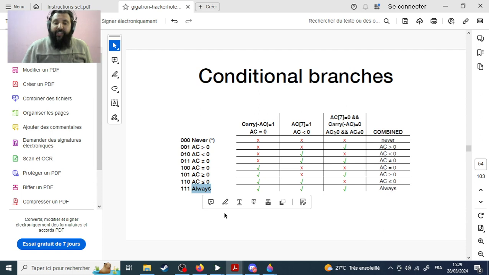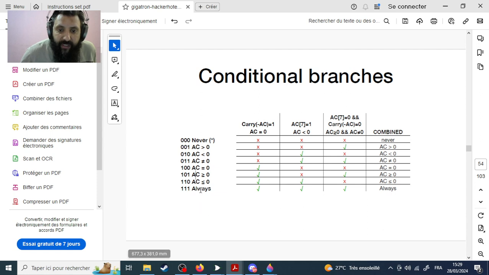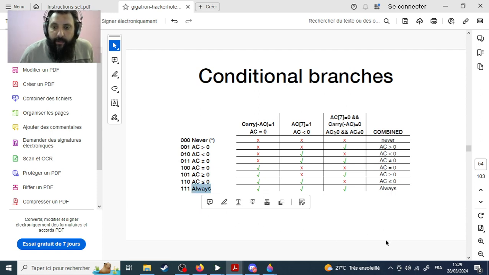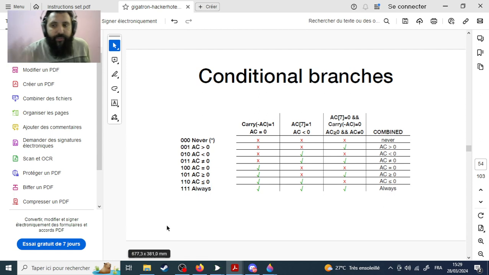1, 1, 1, always, is a jump. You have to jump whatever the condition. Whatever the condition, this is what we call a jump. Those are what we call branches, and this is what we call a jump. Remember that, always means you don't have a condition. It's a jump. Those conditions are represented by those bits.